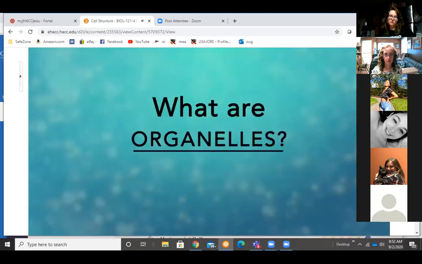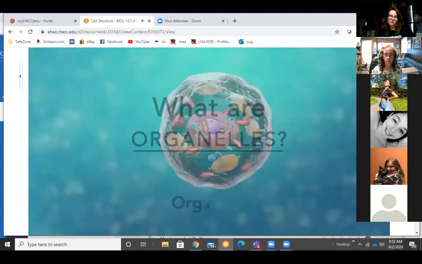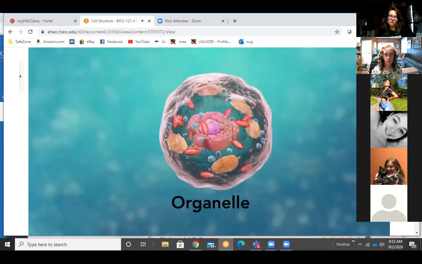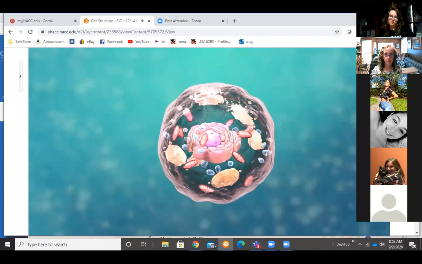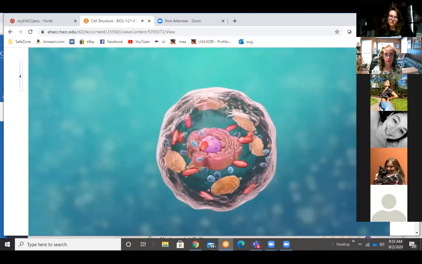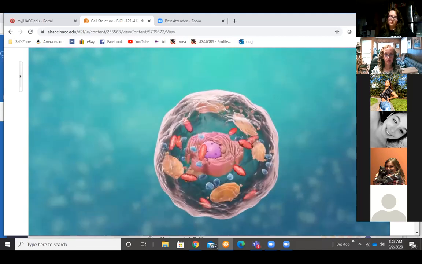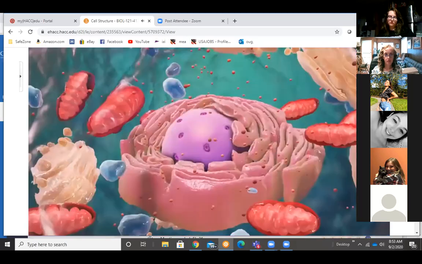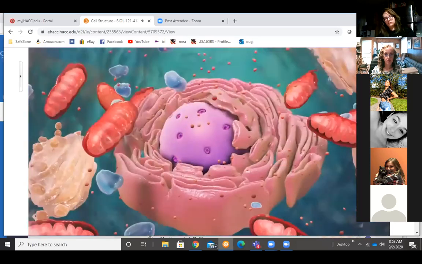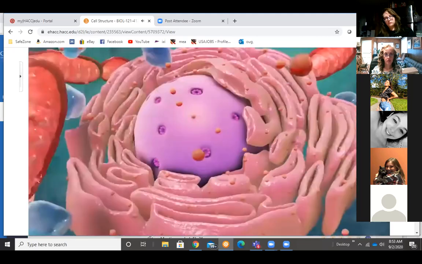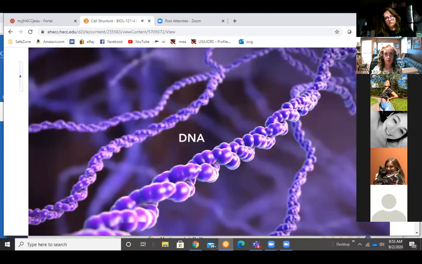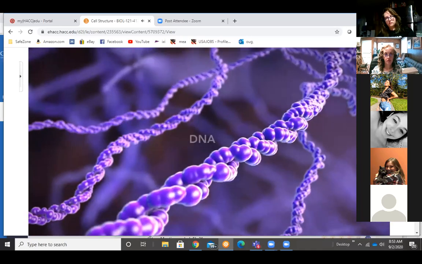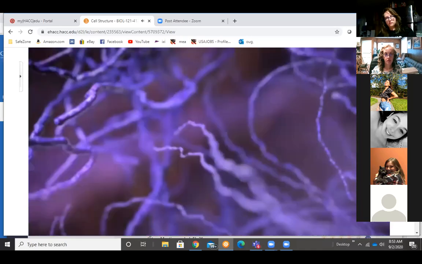So what are organelles? Organelle means little organ. Organelles are the specialized parts of a cell that have unique jobs to perform. Let's start with the nucleus, the control center of the cell. The nucleus contains DNA, or genetic material. DNA dictates what the cell is going to do and how it's going to do it.